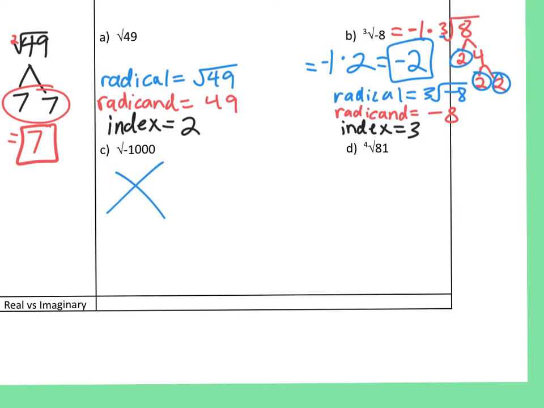What's the radical? Yeah, it's the whole thing. What's the radicand? 81. What's the index? 4. Okay, I'm just worried, let's go ahead and just break it down. That's all I'm really worried about here. I know you know the vocab by now. 81, what can I break that down to? 9 and 9. Well, does 9 break down further? 3 and 3.